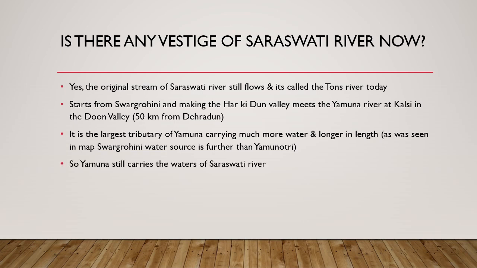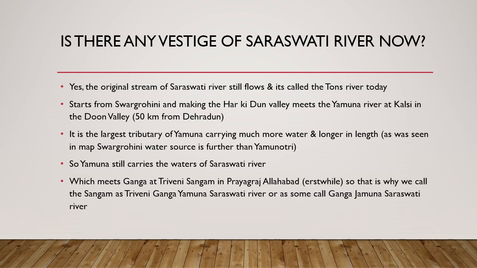So Yamuna river in effect still carries the waters of Saraswati river. And when this Yamuna river meets Ganga river at Triveni Sangam in Prayagraj, or the erstwhile city of Allahabad, it's aptly still called the Triveni Sangam or Triveni Ganga Yamuna Saraswati river, or some people may call Ganga Jamuna Saraswati river. However, there is a difference between Yamuna and Jamuna.